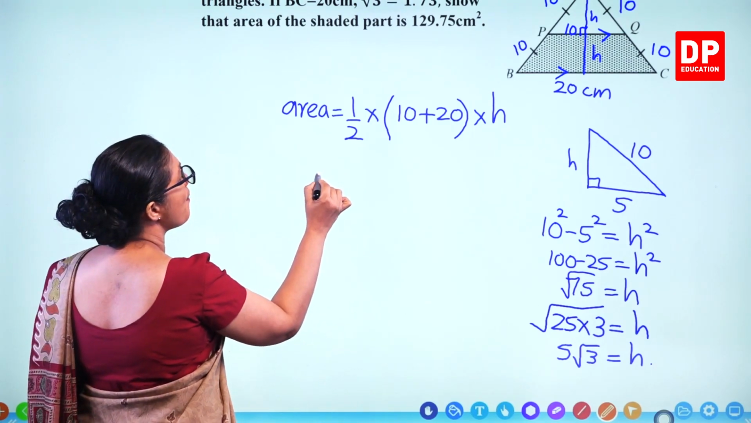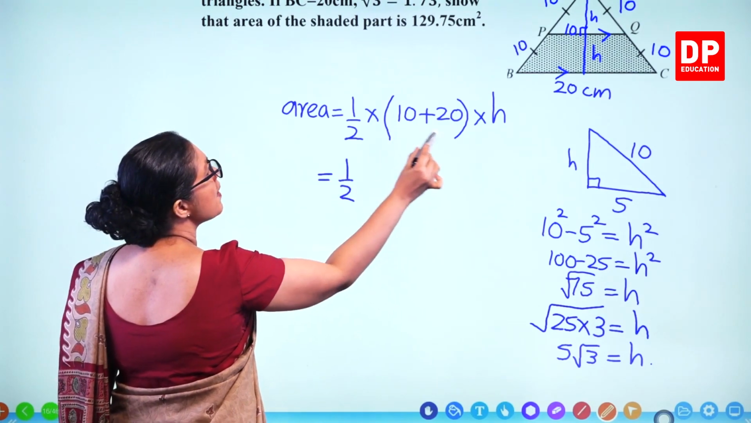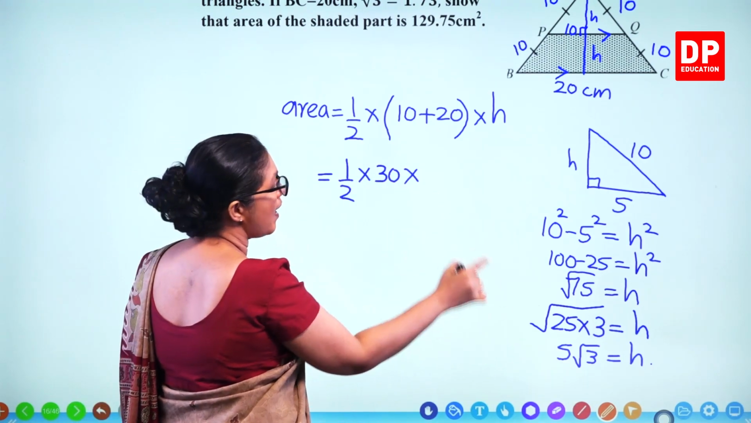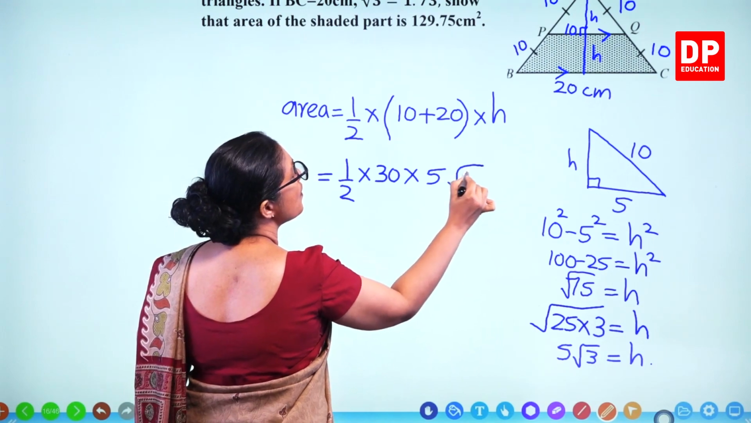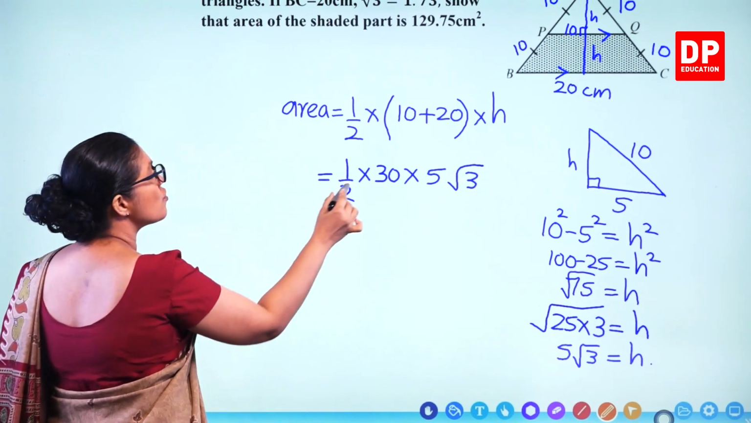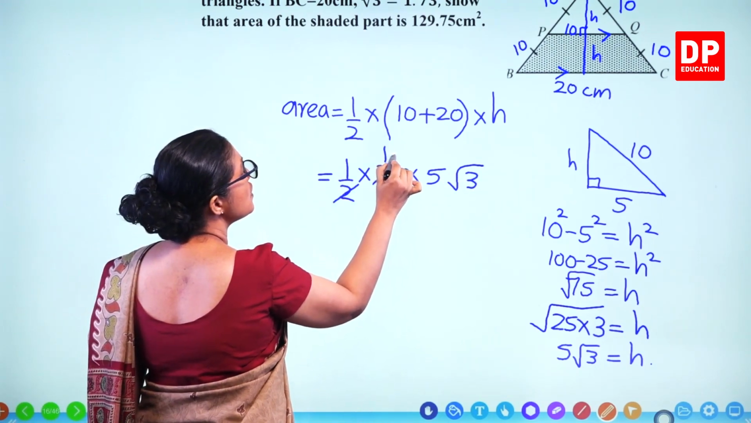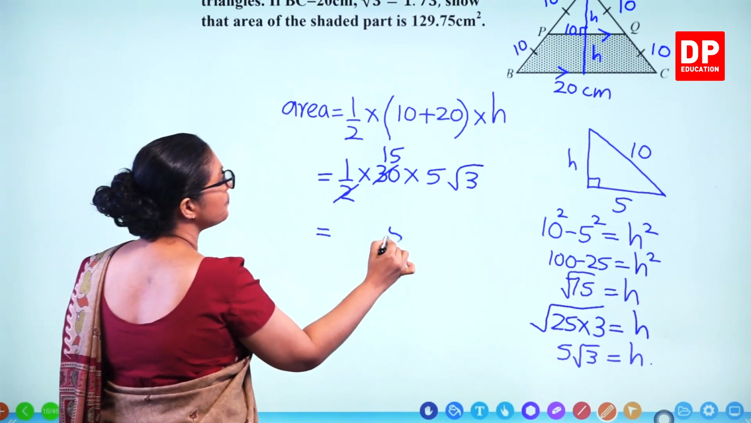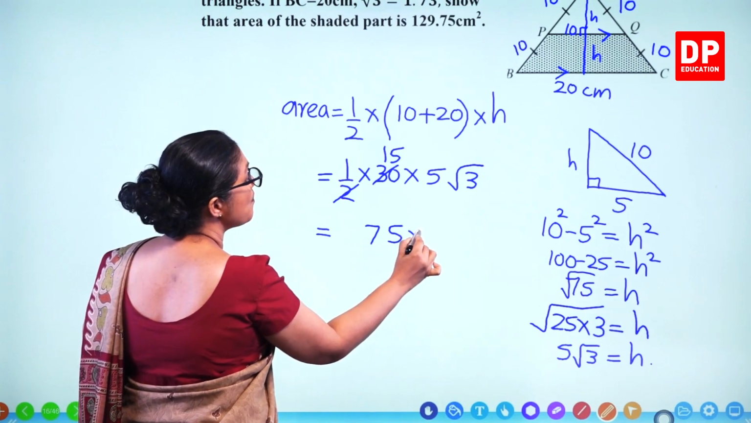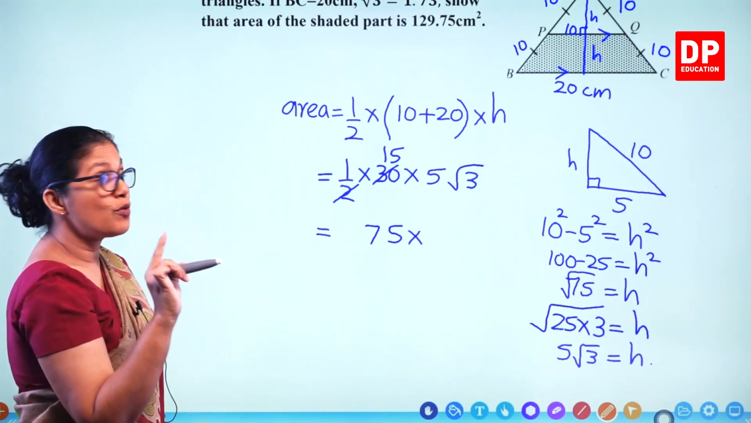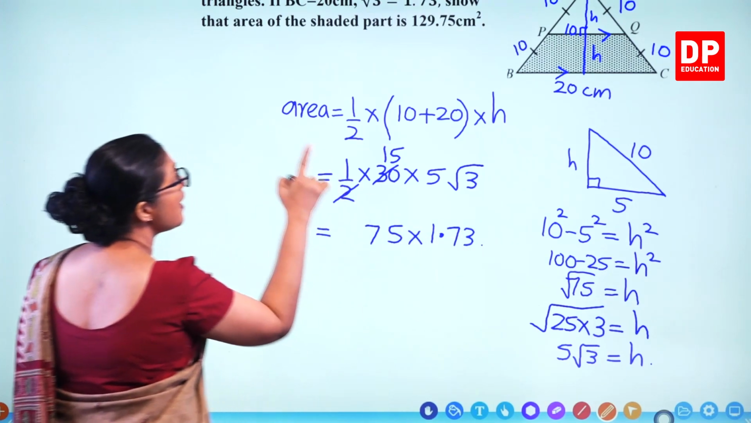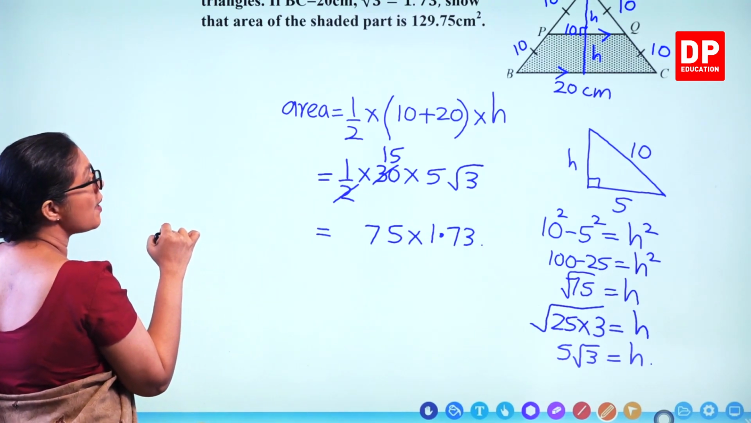We'll substitute there. Half of 10 plus 20, you get 30. And h you can write 5 root 3. So 2 times this, 15. 15 times 5, 75 times root 3. But it's given root 3, you can take 1.73. Now we'll multiply and see whether we get 129.75.